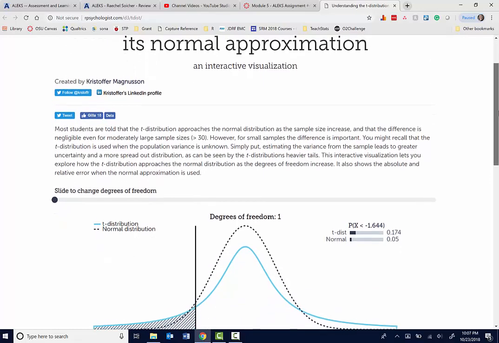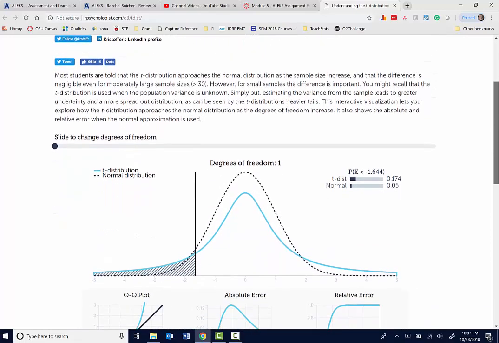Okay, so this is a visualization website. We're going to be using the t-distribution when we don't know what the population variance or the population standard deviation is. That's the main difference. If you're reading a problem and you have the population standard deviation, you're going to use the standard normal, and you're going to do all the stuff we've already been doing in class. But most of the time we don't know the population standard deviation, we're estimating it from our sample, and that's when we want to use the t-distribution.